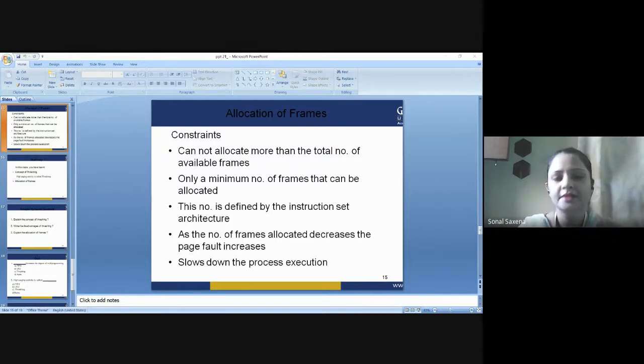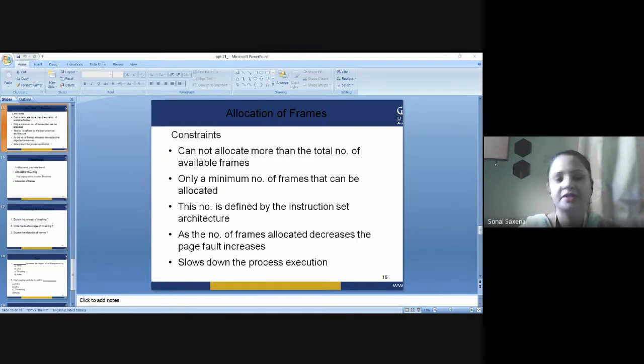In a system with X frames and Y processes, each process gets an equal number of frames, that is X divided by Y. For instance, if the system has 48 frames and 9 processes, each process will get 5 frames. The 3 frames which are not allocated to any process can be used as a free frame buffer pool, so that if a process requires more frames, they can be allocated from it.